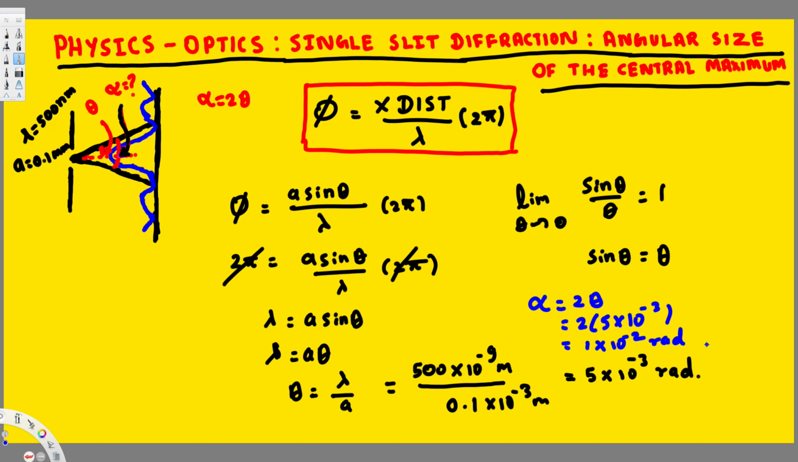And if you want to convert this one into degrees, we have to do 1 times 10 to the power minus 2 radians times 180 degrees over pi. So if we convert this one into degrees, you should get 0.573 degrees, and that's going to be the width of this central maxima in angles.